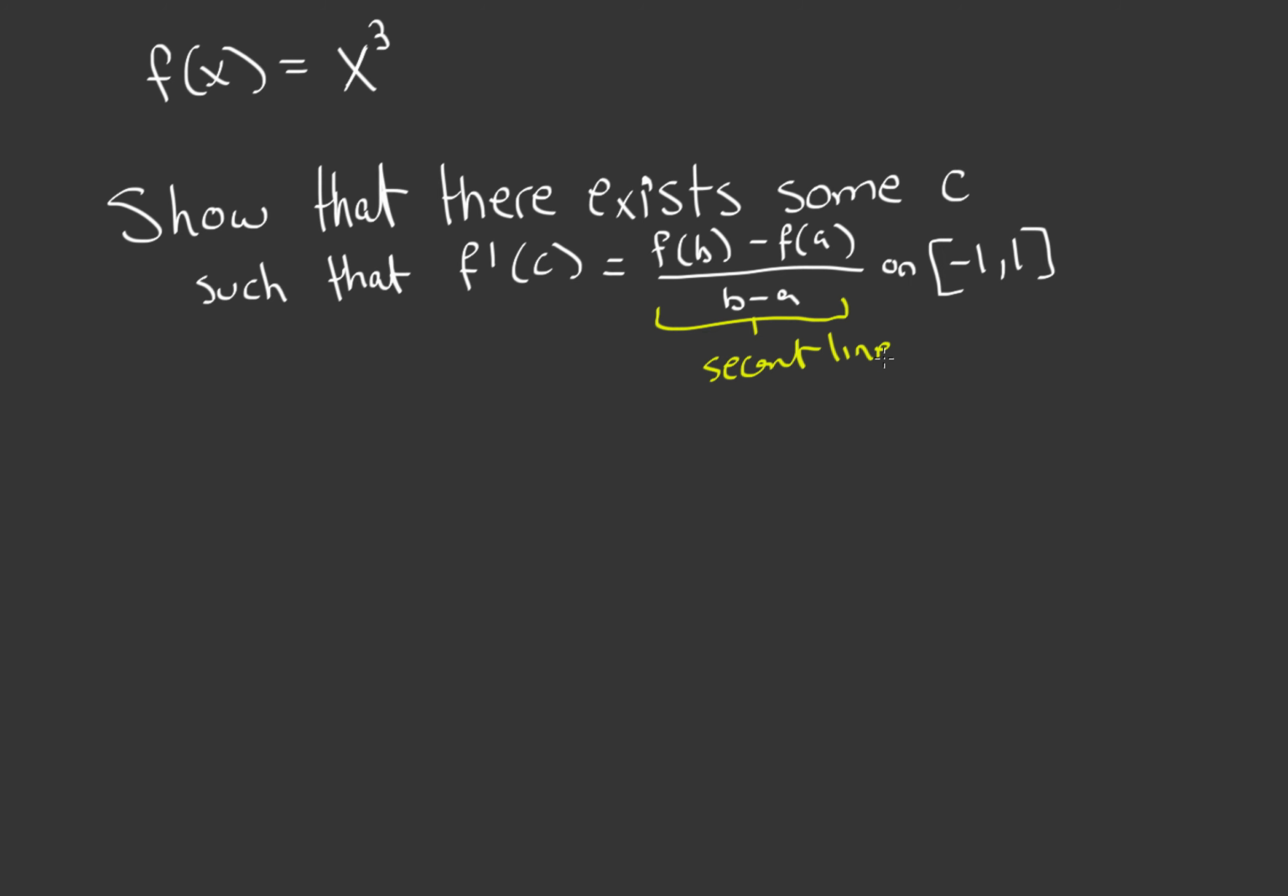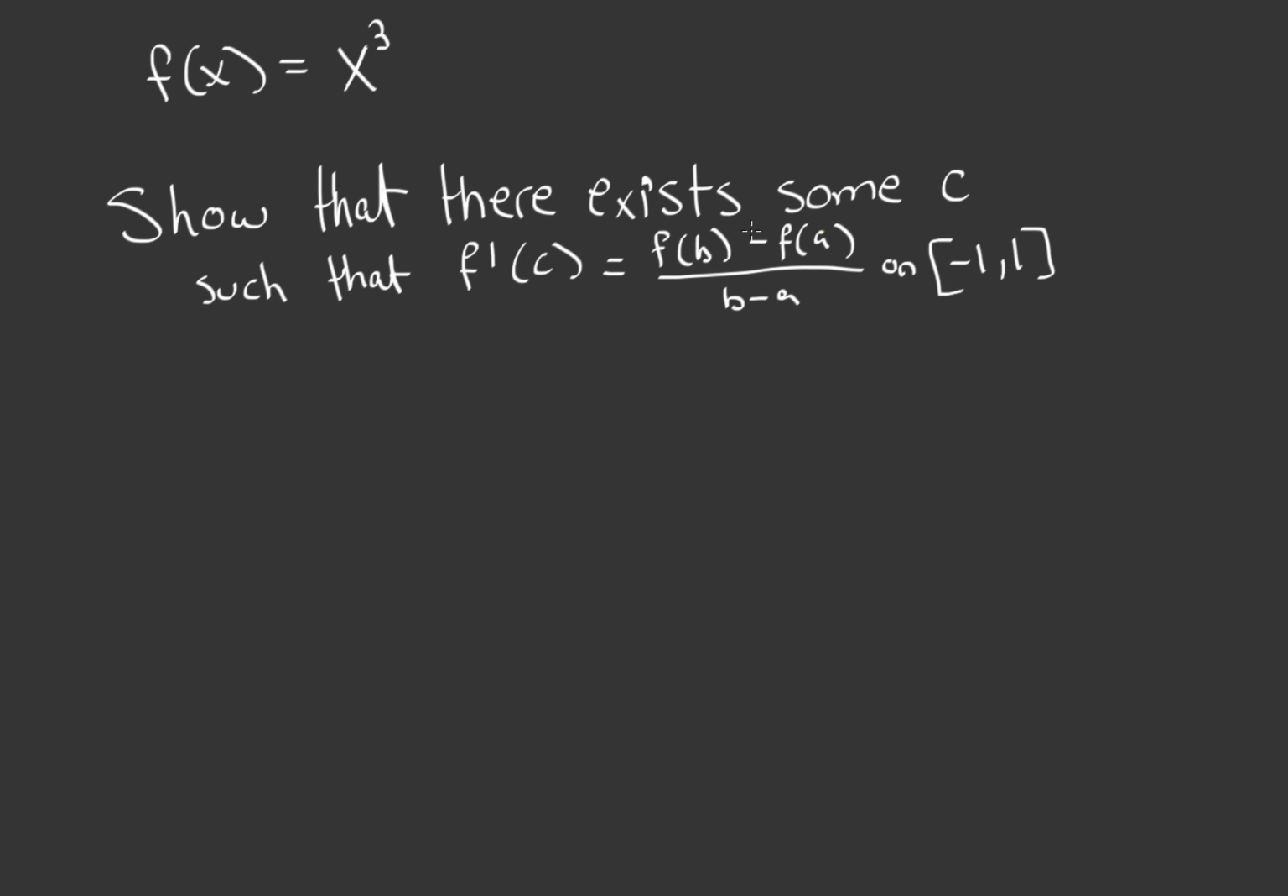Secant line, never heard of that? Well, have you ever seen y2 minus y1 over x2 minus x1? This is equal to m, which is just the slope of a straight line that we've learned how to do in basic geometry. So we're just trying to find that on the derivative function, there exists some point c where the derivative is equal to the secant line on that certain interval.